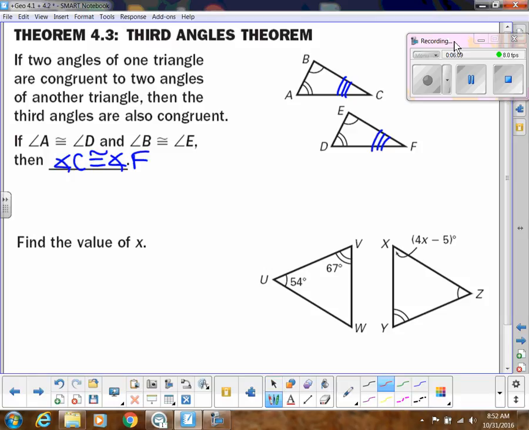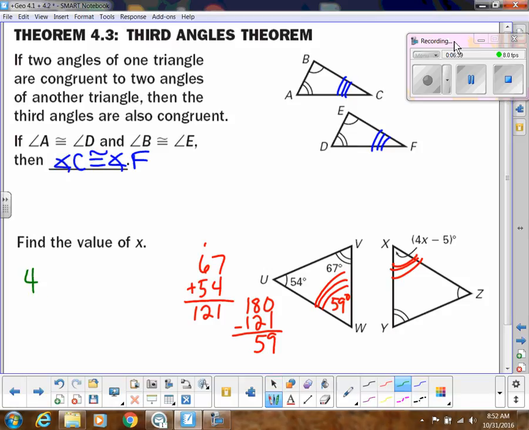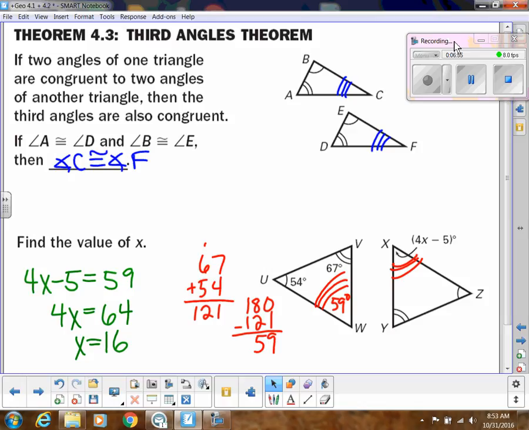So for example, if I find what these are, let's see, 67 plus 54, that would be 121. And if I subtract that from 180, that will be 59. So I know that this third angle is 59. And notice that they already marked the double and the single arcs congruent. So this third angle has to be congruent to this third angle. So I would know that 4x minus 5 is equal to 59. If I add 5, I'm going to get 64. Then divide by 4, and I'm going to get x equals 16. So that's our third angles theorem.